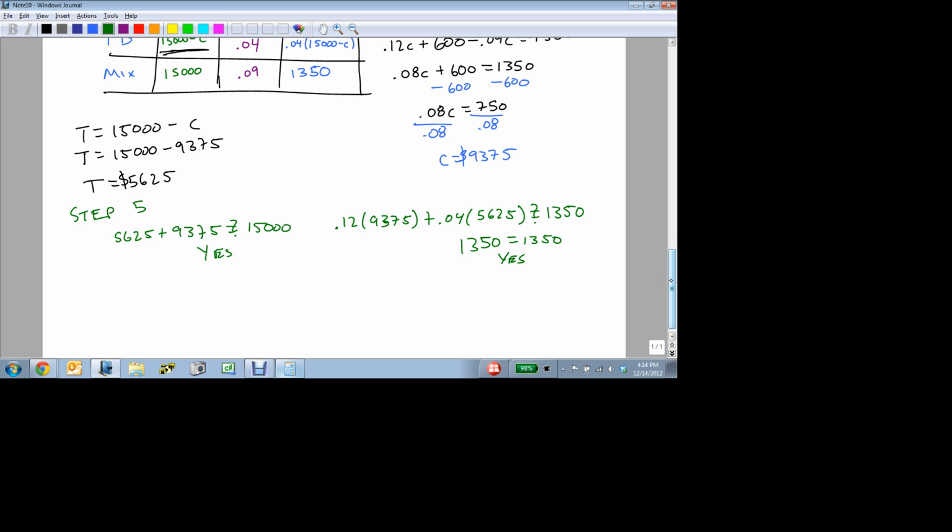Now the last thing that we need to do is just come back and say that our corporate bonds will be $9,375, and our treasury bonds will be $5,625. And we've answered the question.